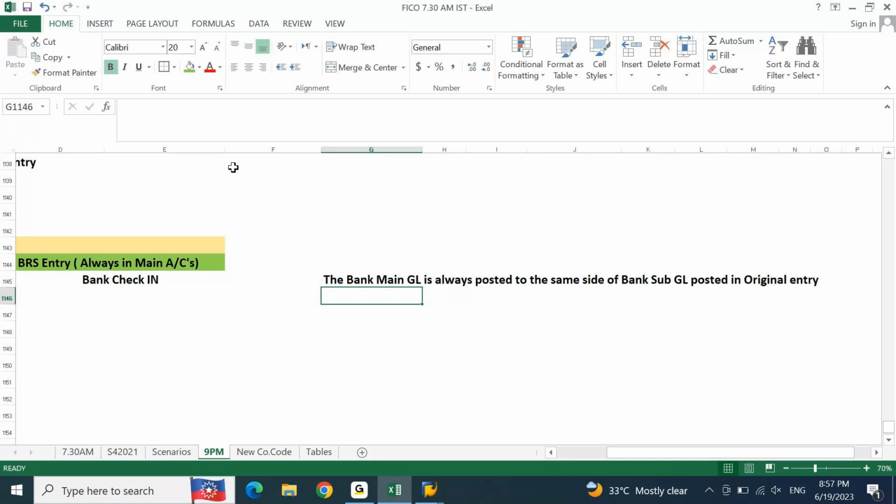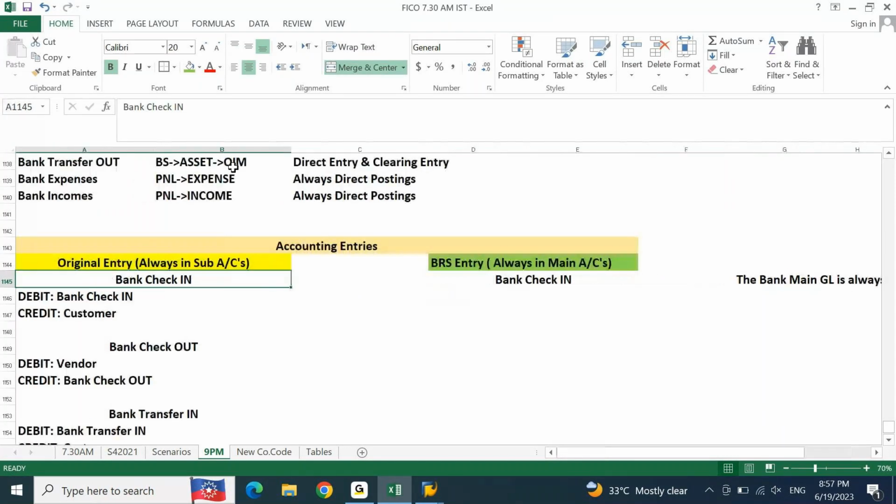If you look at the original entry, where is the bank sub GL posted? Debit or credit? It is posted on the debit side. In the BRS entry, your bank main GL will be posted on which side? Debit or credit? If the original entry has the bank account on the debit side, your BRS entry will have the bank main account on the debit side. Bank account will be replaced by bank main account. Now this account will take the other side, the credit side, because it has to become 0.